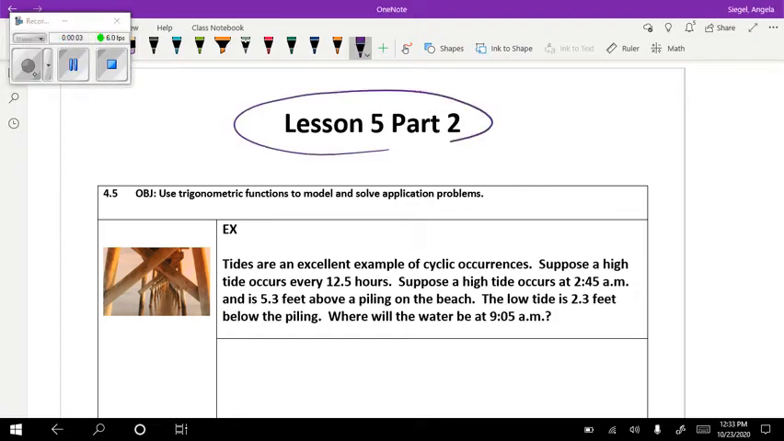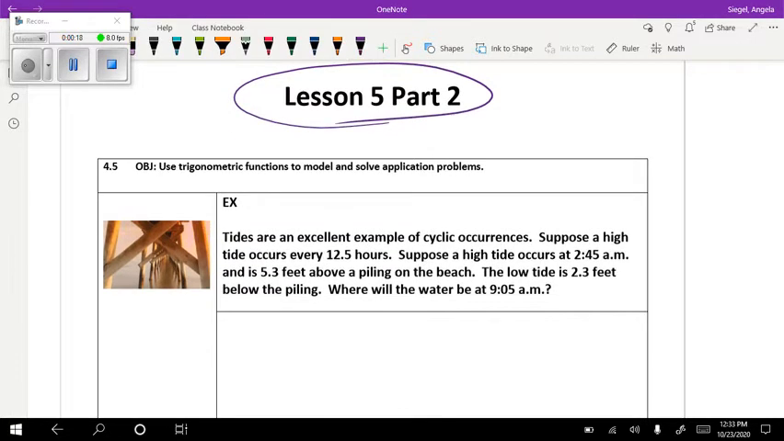Hey guys, welcome to lesson 5, part 2. In this lesson, we are going to take different pieces of information, kind of like what we did in part 1, to make equations, and we're going to make sense of it as it applies to these different word problems. So let's go ahead and take it away.